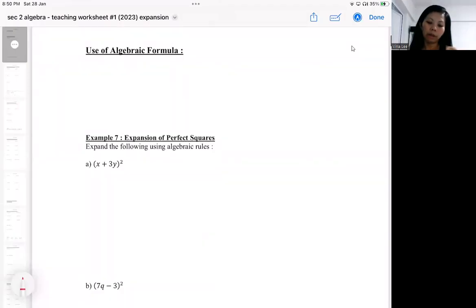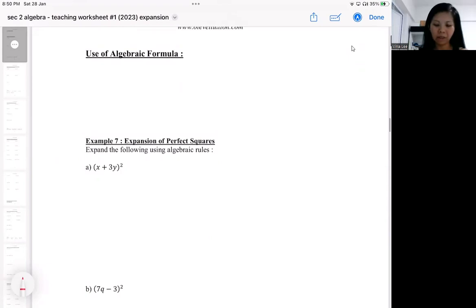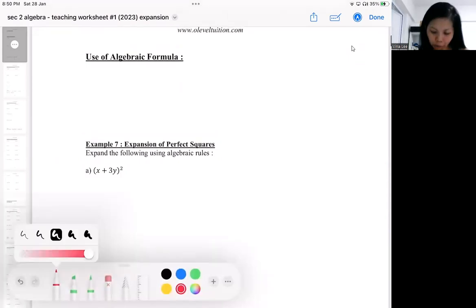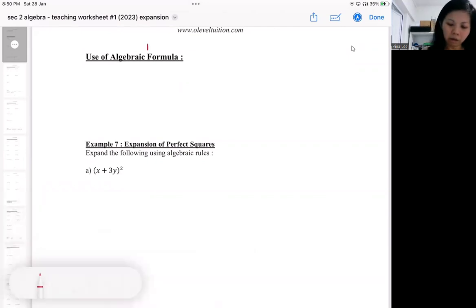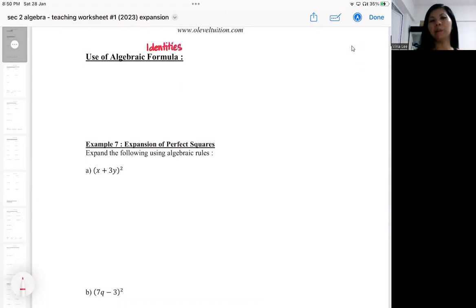Okay, for this section, I'm going to introduce you to three algebraic formulas. Sometimes they don't call them algebraic formulas. They call them algebraic identities, or some other name. They can call it differently, but it will be the same formula. So there are three formulas, and you will need to memorize all three.